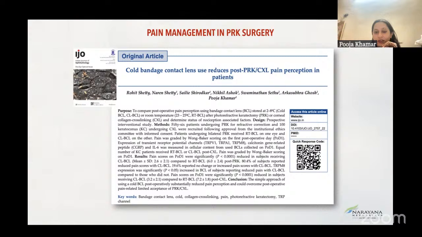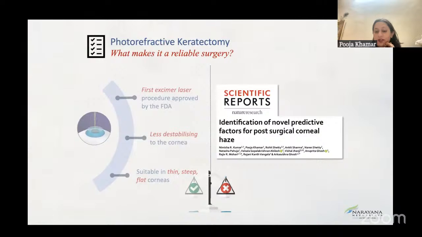So this reduces the incidence of pain, and if the patient still has pain in the post-op period, you can always use cyclopentolate or an oral painkiller to take care of it. Otherwise, this takes care of the initial pain period you have.